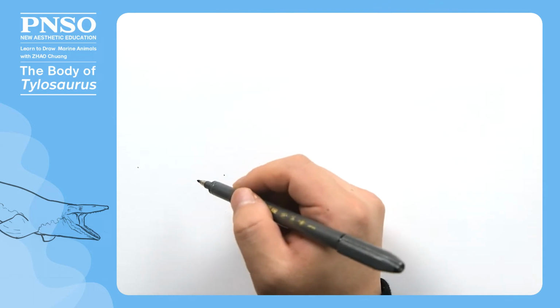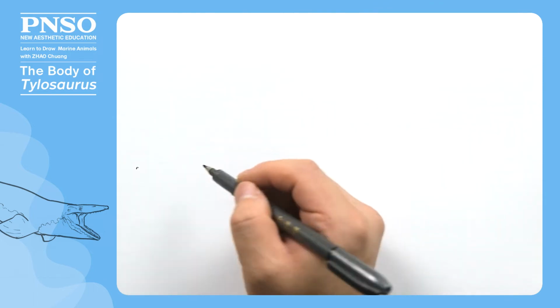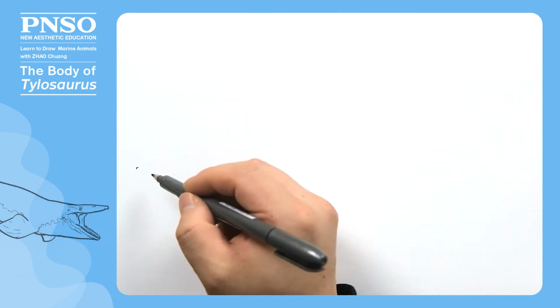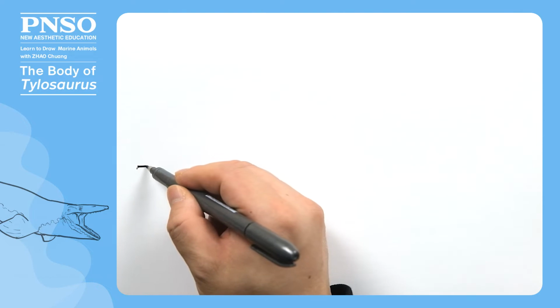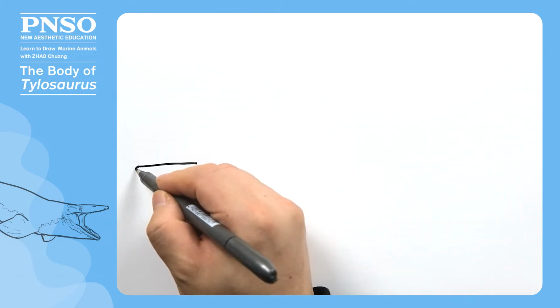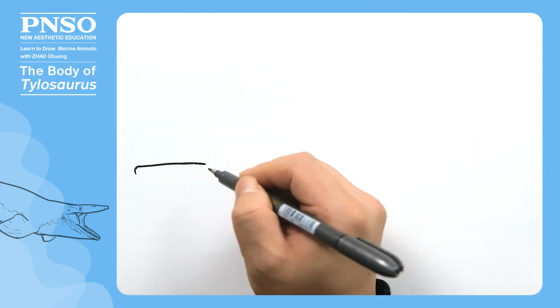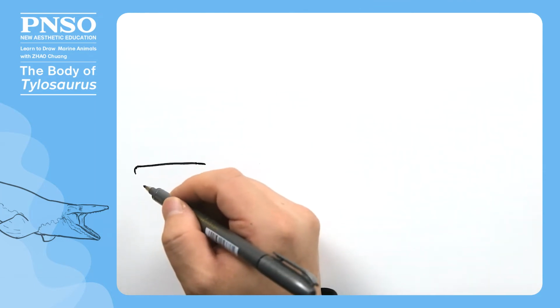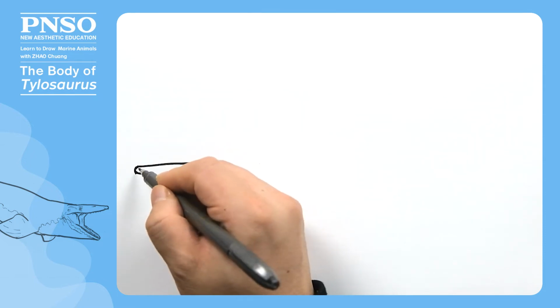Let's start with its head. The head of Tylosaurus was very slender, which was a big difference between it and Mosasaurus. This was the top of its head. When we draw the contour, the lines can be thicker. There was a bulge at the front of its mouth, and there was a knob in this position, which was used to ram its prey.